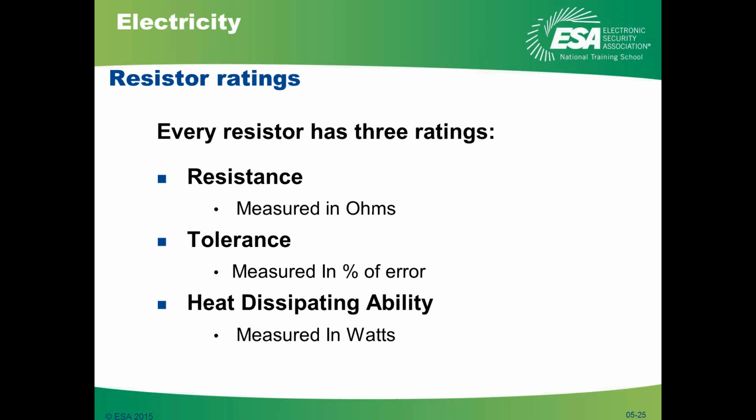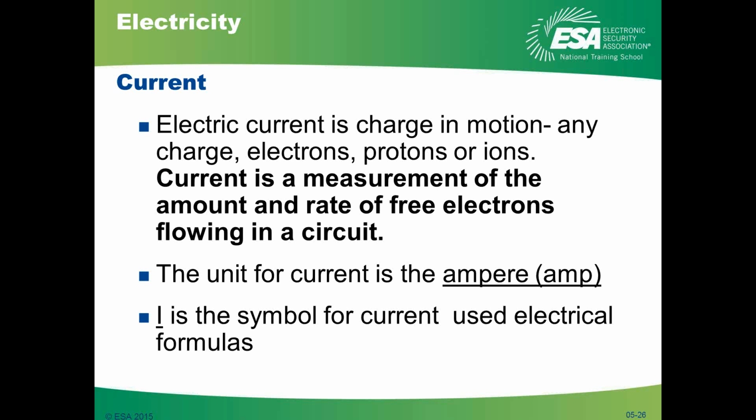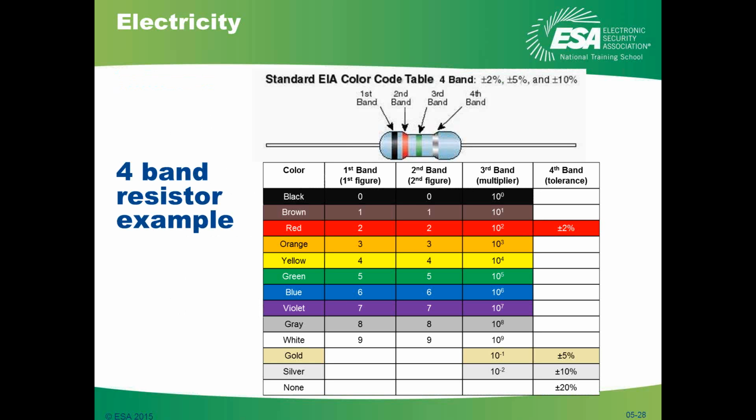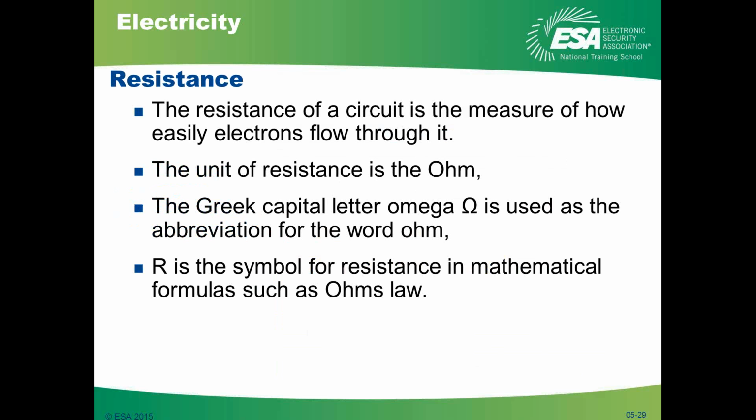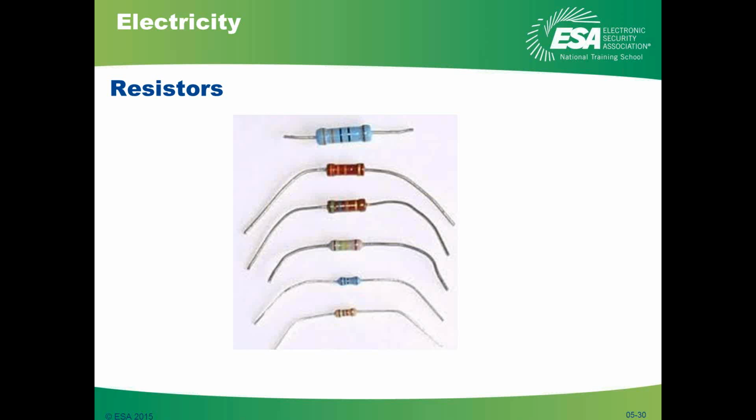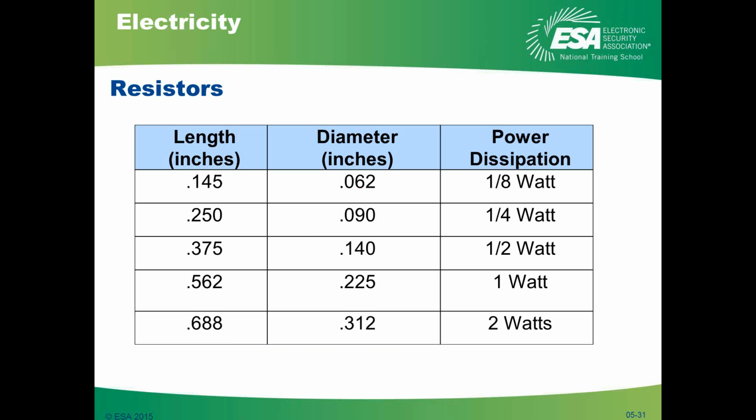The resistor ratings stay the same. The current measurement stays the same. Voltage stays the same. We've improved the image of the resistor example, I think, and I want to thank Michelle for a lot of the improvements we have in the graphics and pictures. So, resistance, showing some resistors, adding in the actual dimensions and power dissipation table.